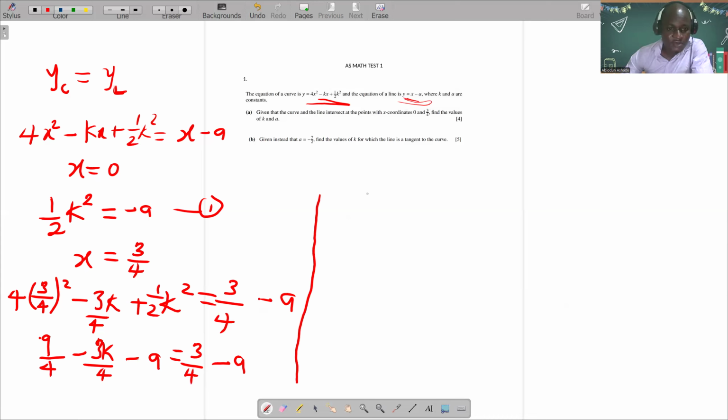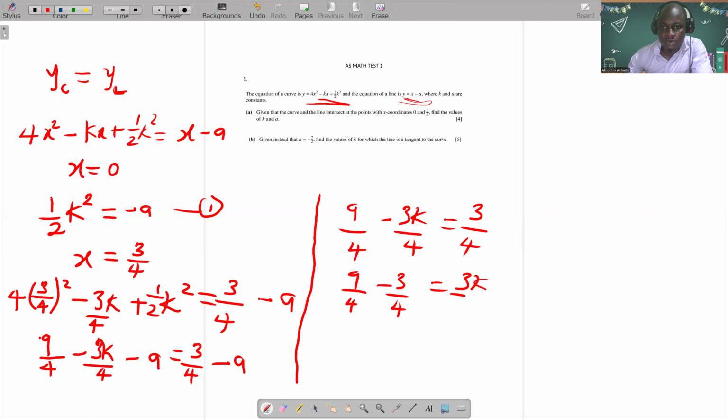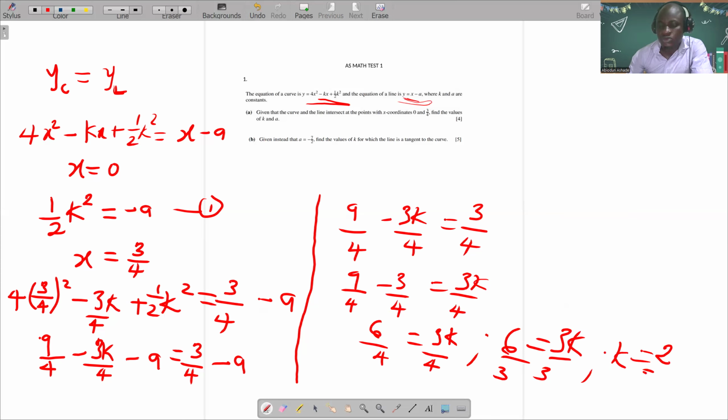Now, if you collect like terms here, we see that minus a plus a becomes 0. So we are left with 9 over 4 minus 3k over 4 equals 3 over 4. Let's collect like terms by bringing this 3 over 4 over and taking this one out. That means 9 over 4 minus 3 over 4 equals 3k over 4. By simplifying, this becomes 6 over 4 equals 3k over 4. If the denominators are equal, the numerators are also equal. That means 6 equals 3k. Dividing both sides by 3, we get k to be 2.